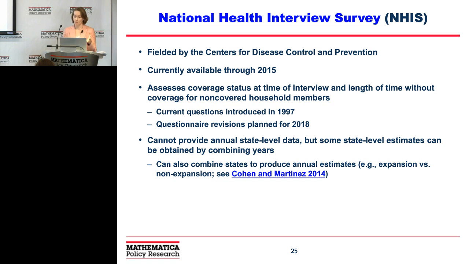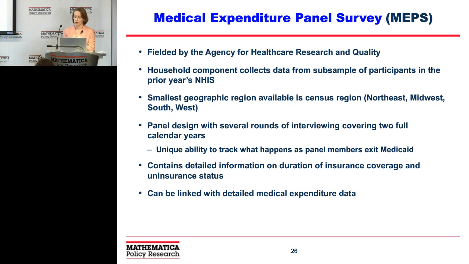The Medical Expenditure Panel Survey takes a subset of the participants who participated in the prior year's NHIS and goes even more in depth with those households. It's a panel design, so you have several rounds of interviews that cover 2 full calendar years. The really unique thing here for people who are interested in looking at Medicaid enrollment is it's really the only thing I'm aware of where you could track what happened when people exited Medicaid, or where they were just prior to entering Medicaid. So you have the ability to track somebody over time. And again, it's also got detailed information on the duration of insurance coverage, uninsurance status, and it's got medical expenditure data that it can be linked to.